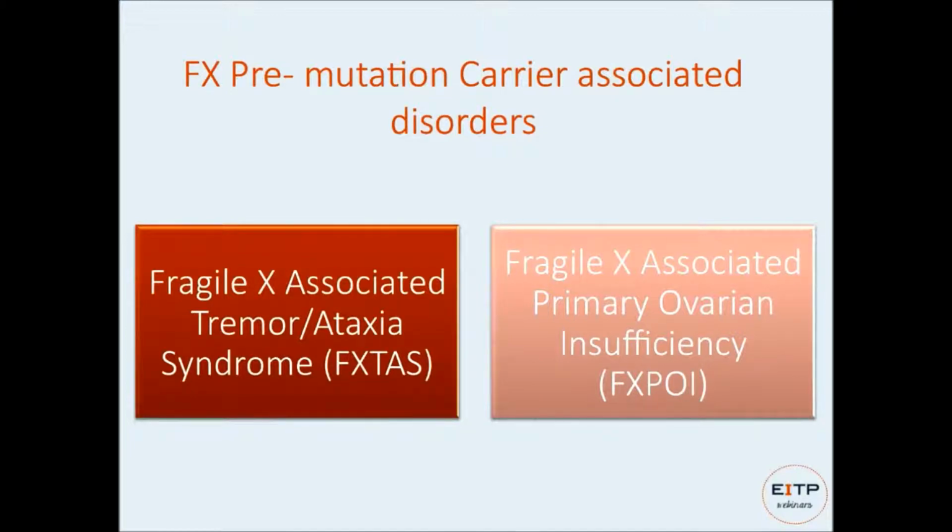The other one is FXPOI, which we talked about a little bit before as well. This is when a female has menopause prior to the age of 40. They may have ovarian dysfunction and infertility. This occurs in approximately 20 to 28% of premutation females. So someone who has an unknown cause of premature ovarian insufficiency has a 1 in 50 chance of it being related to being a Fragile X premutation carrier.